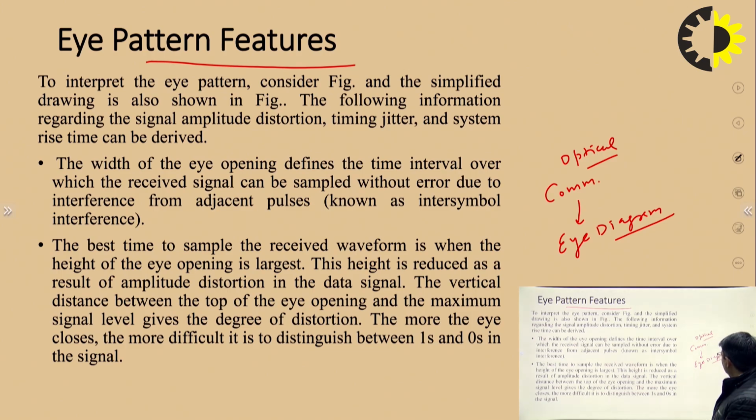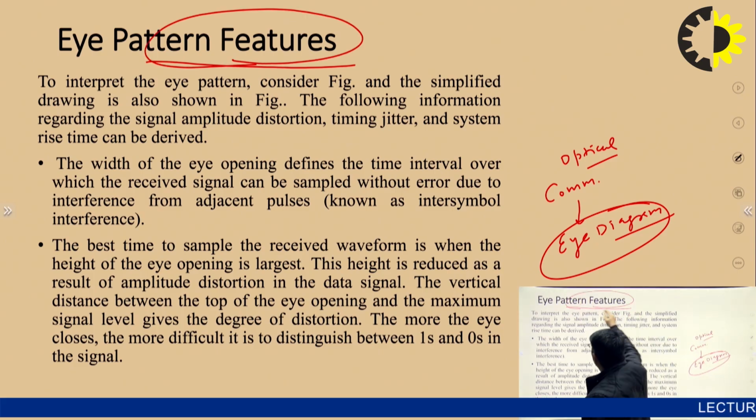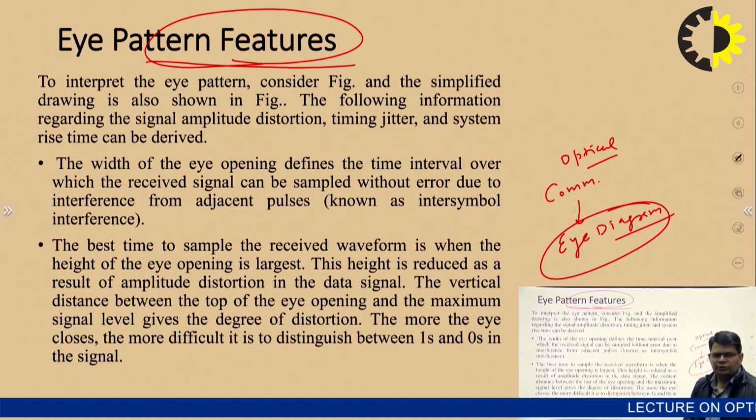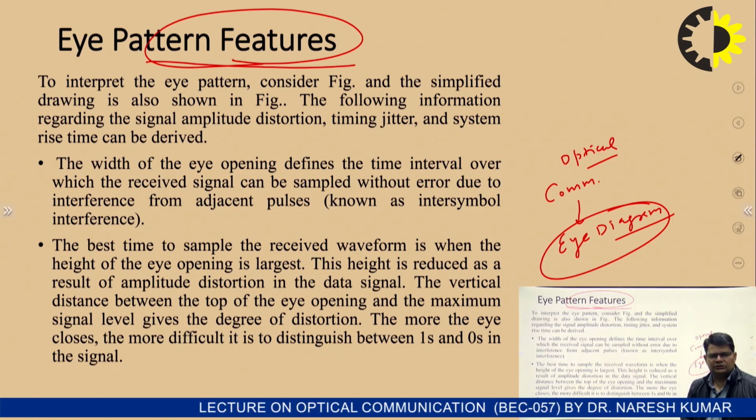So what are the various features of the eye diagram and what do they tell about the performance of the communication system? That is known as the eye diagram or eye pattern features. From the eye diagram we will study a particular feature, and what that particular eye pattern feature explains about the performance of the communication system, that we are going to study in this.